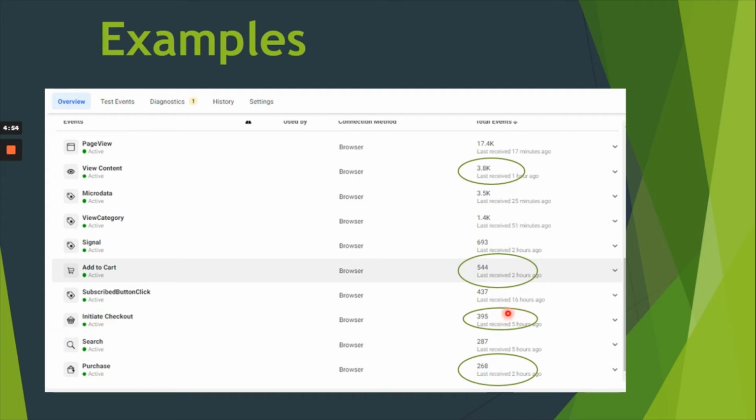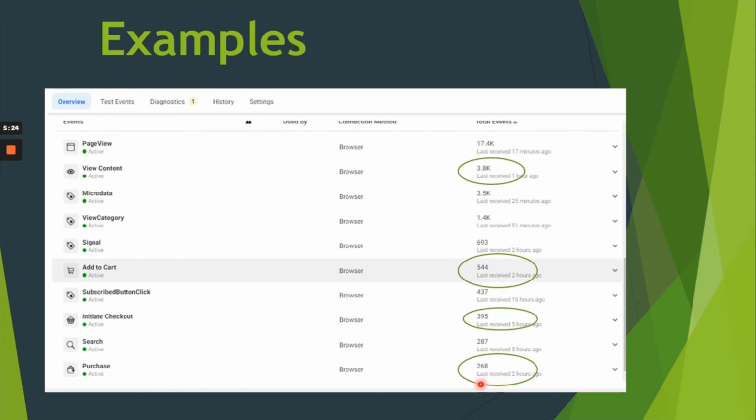Okay, so what happens about those people who didn't initial checkout their cart? At this stage you should have the retargeting ad campaigns, and then we have the purchase numbers, and out of these 395 people, only 268 people made a purchase.